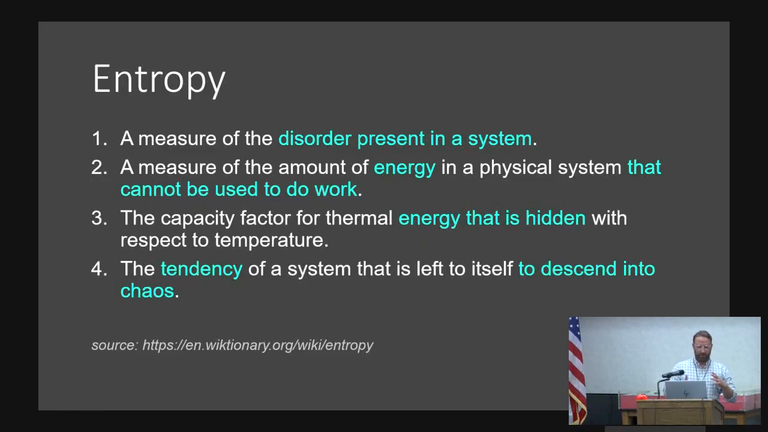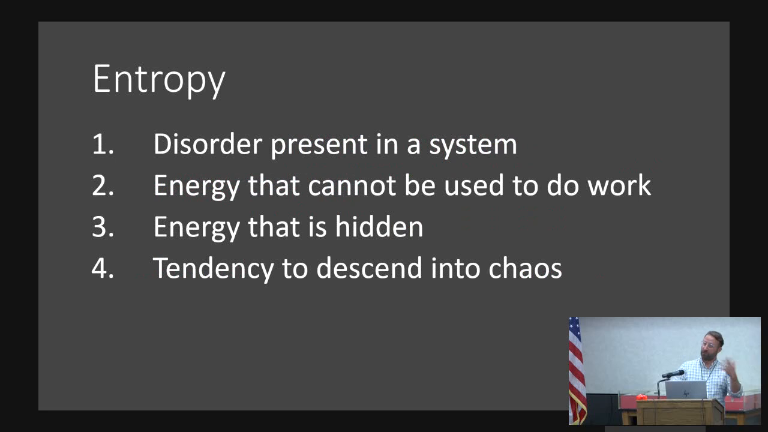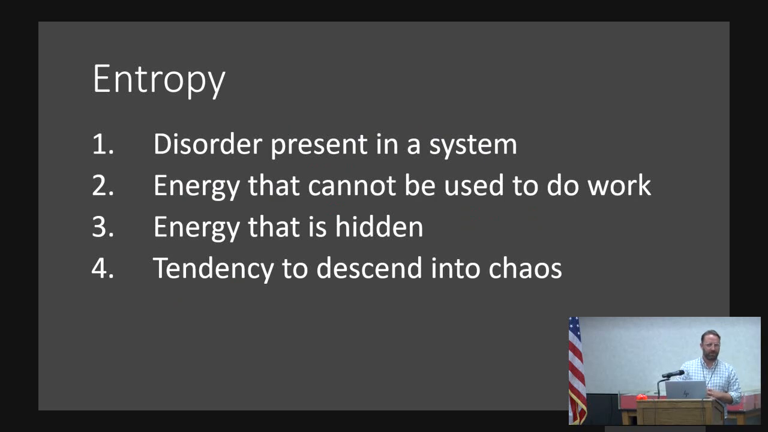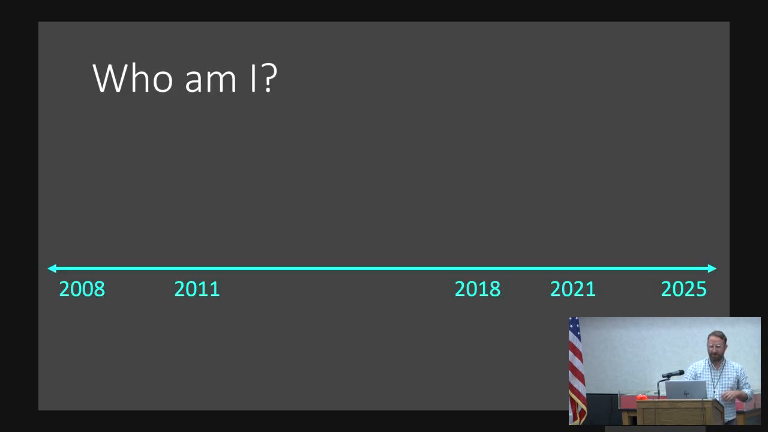So I'm going to start with two things. One, I'm going to bring up a definition of entropy. Definition of entropy from Wiktionary, and I'm also going to bring up way too many words for a slide. This is a very NASA thing to do, just a barrage of words at you on a slide. So I'm going to just reduce that down to some of the keywords from that definition. So entropy is disorder present in a system, energy that cannot be used to do work, energy that's hidden, and a tendency to descend into chaos. Aside from that word energy there, which feels a little funny in knowledge management, that all sounds like a bad knowledge management system. We don't want that. So that's what I'm going to talk about today.